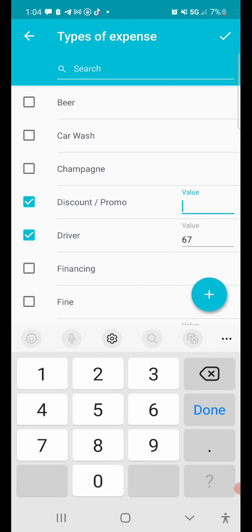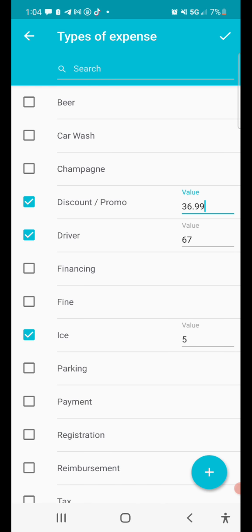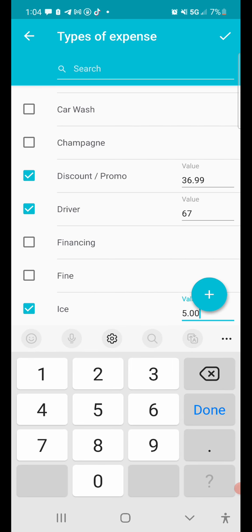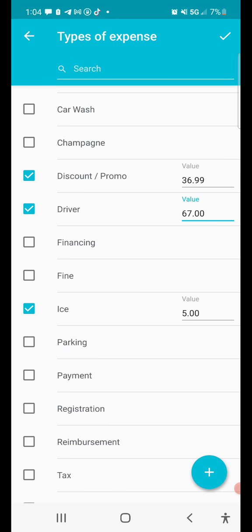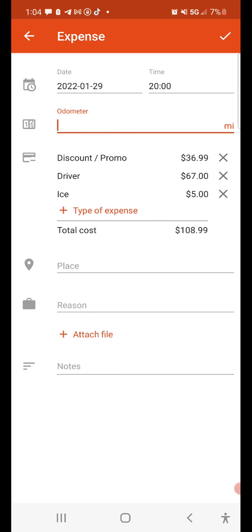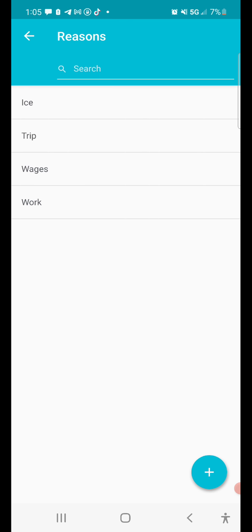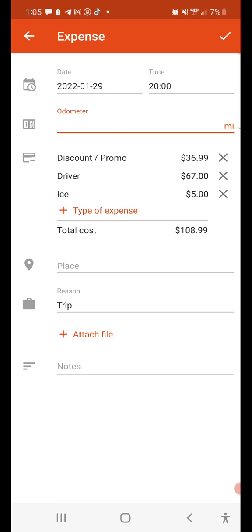So here, and so what you'll see is $36.99. On the incomes, you can only put one line item, but see on the expenses, you can put multiple expenses in one entry. So we go check, and now all those are there. So total cost of 108. And the reason is the trip.